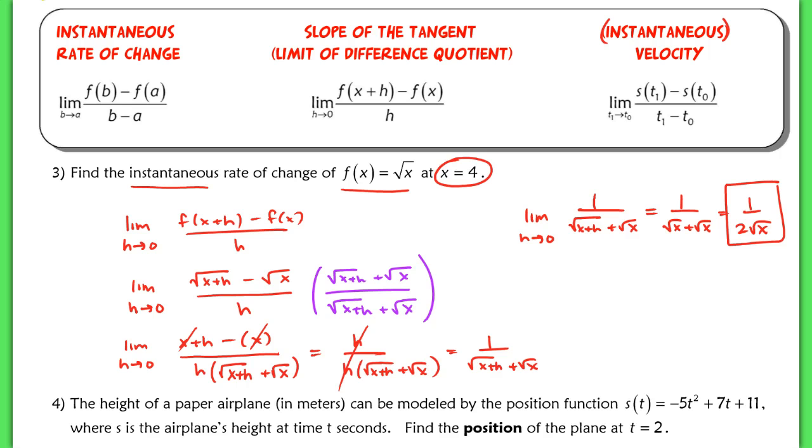Now, I want to find the instantaneous rate of change at x equals 4. So in other words, I want to find the slope of the tangent at specifically x equals 4. So all I have to do is plug in 4 into that function. So to answer this, I do 1 over 2 times root 4. So I get 1/4. So this is the instantaneous rate of change at x equals 4.